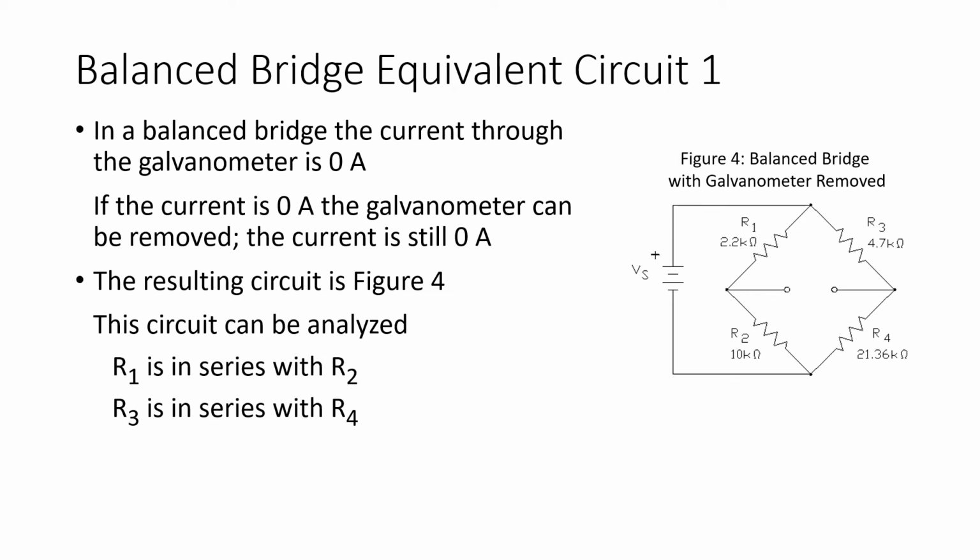And the circuit of figure 4 can be analyzed because R1 is in series with R2, R3 is in series with R4. This circuit can be reduced and analyzed to find the branch currents and the voltage drop across each resistor.